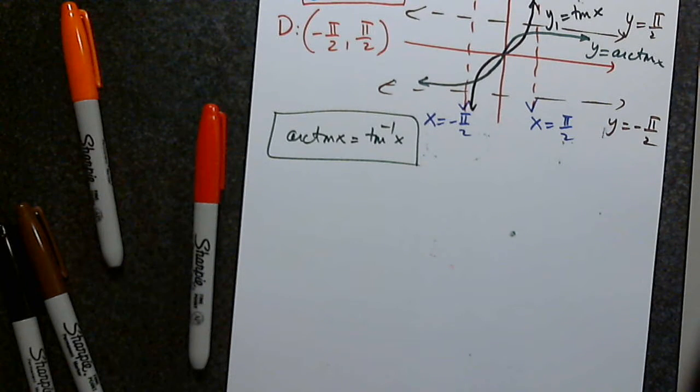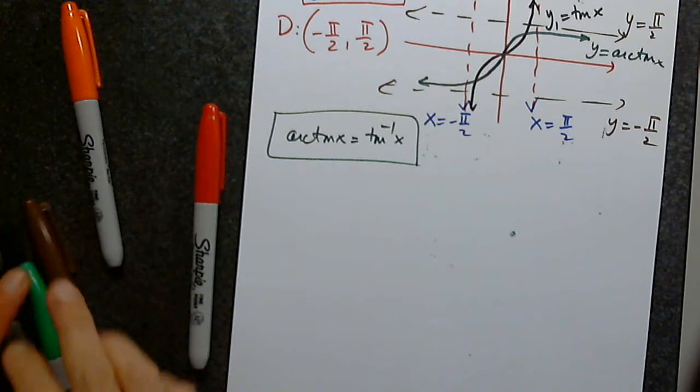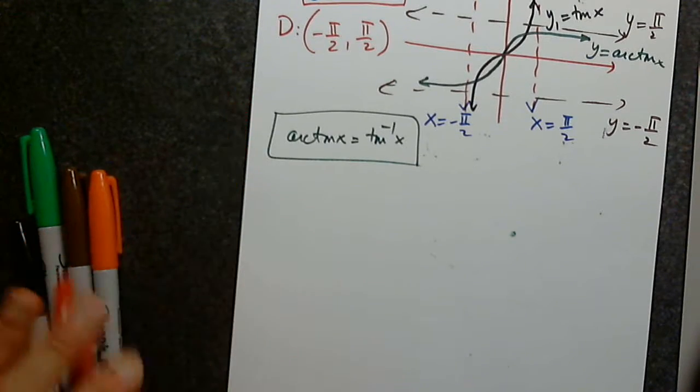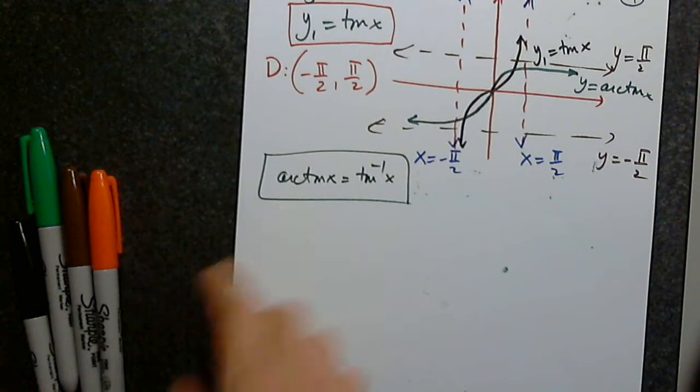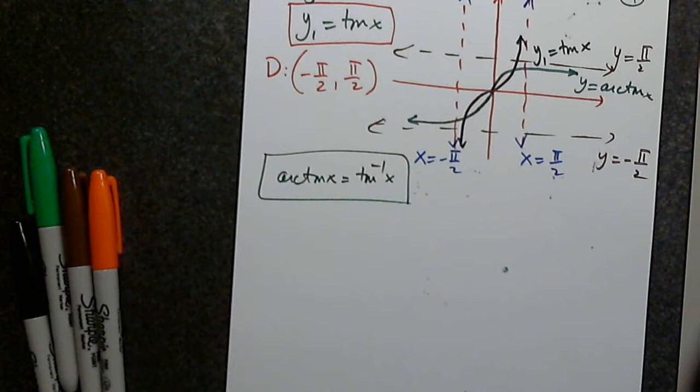One has vertical asymptotes, the other one has horizontal asymptotes, and they are inverses of each other. So if you want to say arctangent of tangent inverse and tangent inverse of arctangent, you will get just x, under certain conditions, of course.